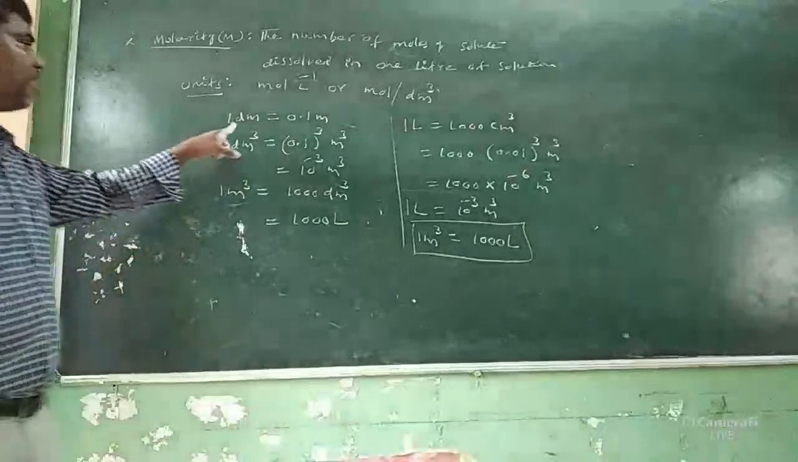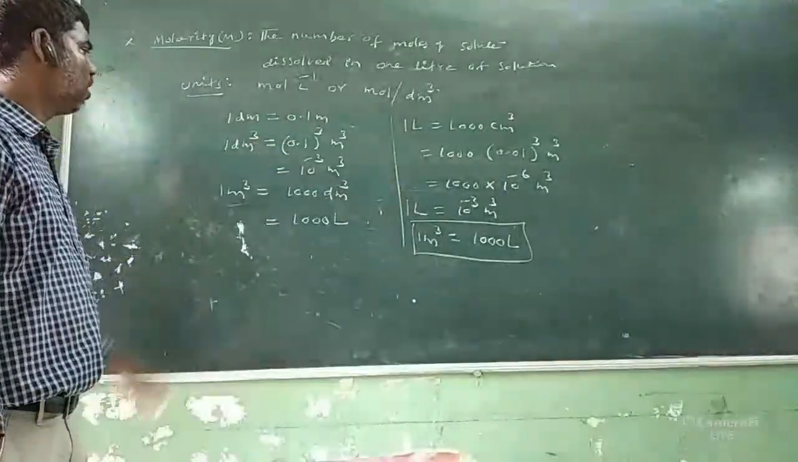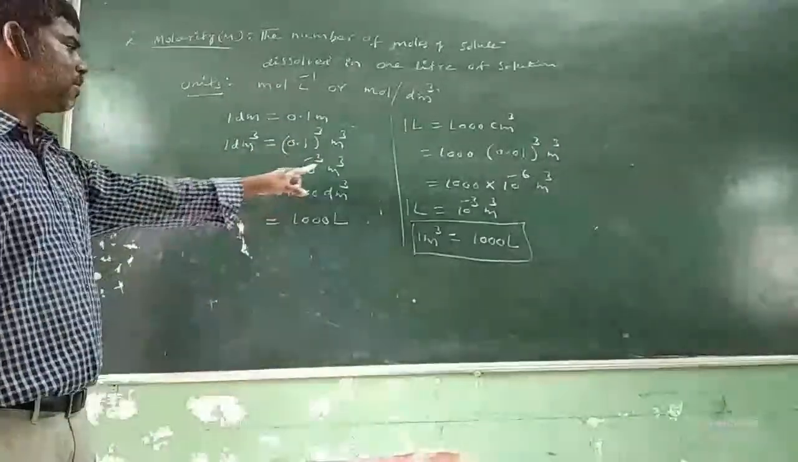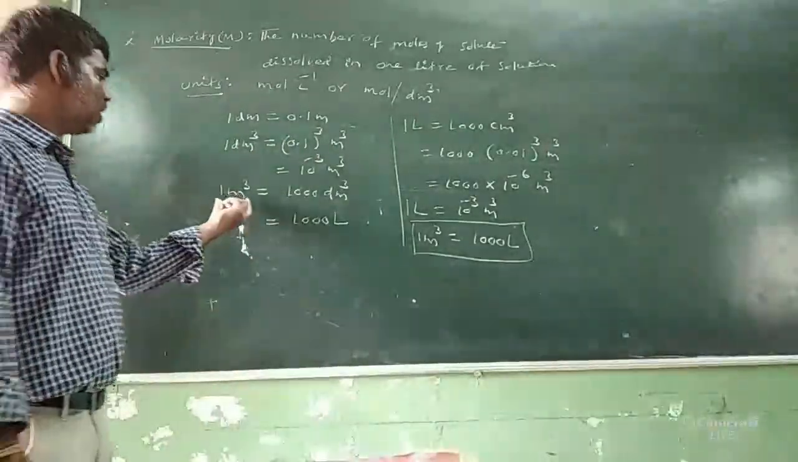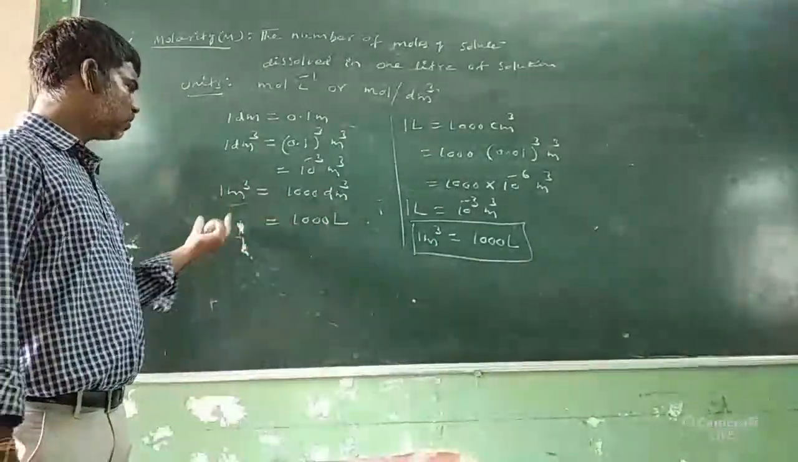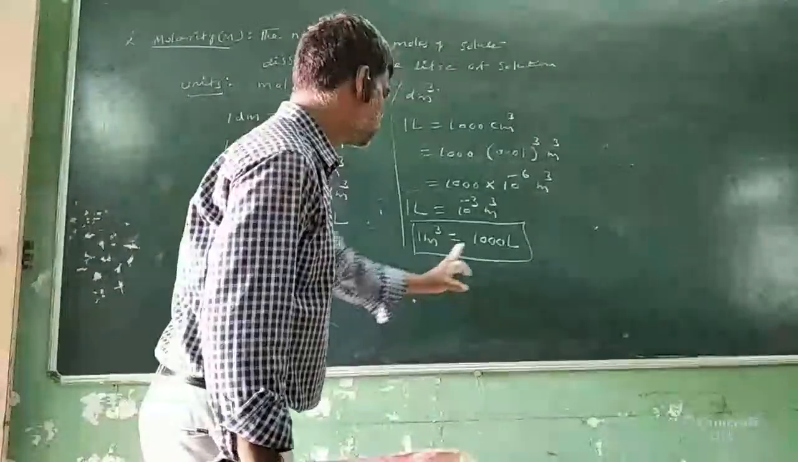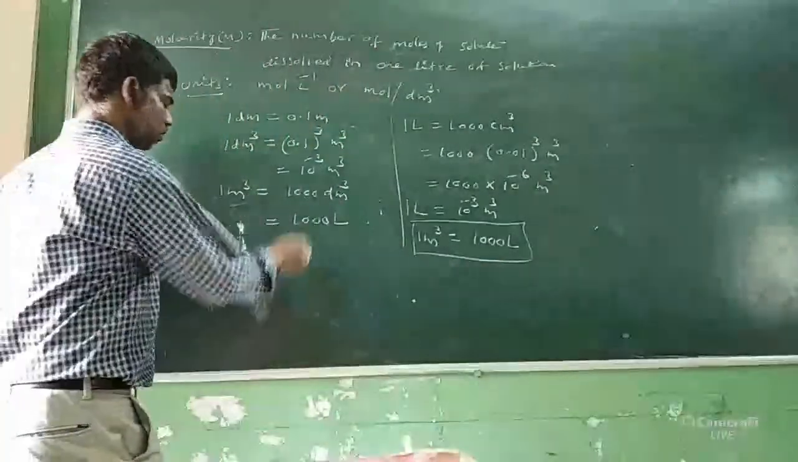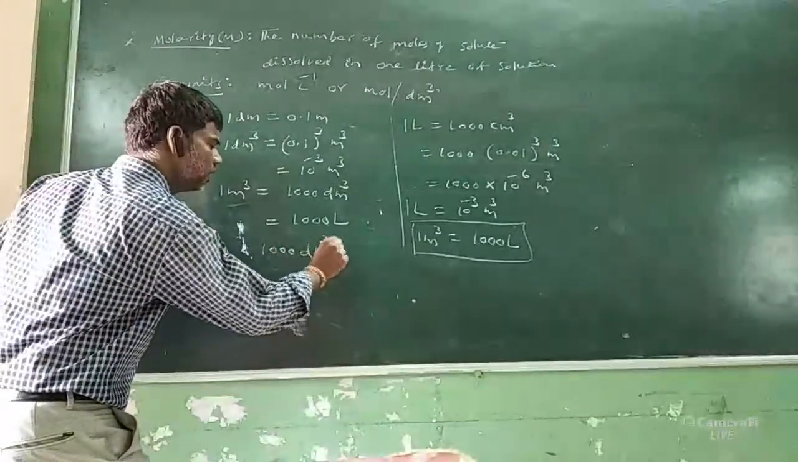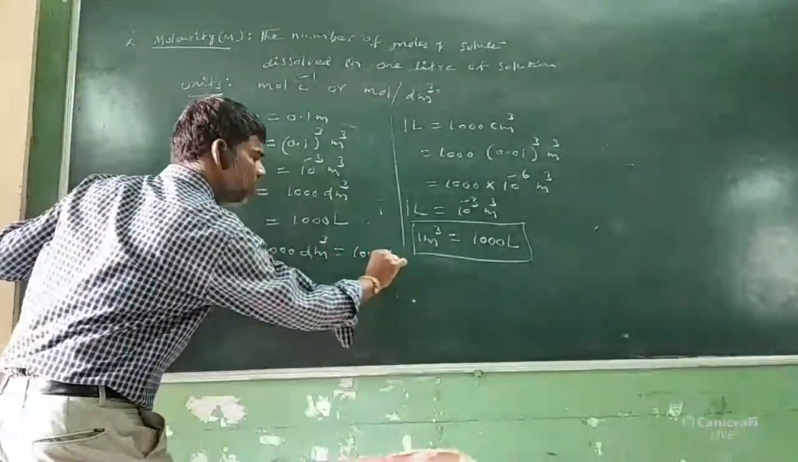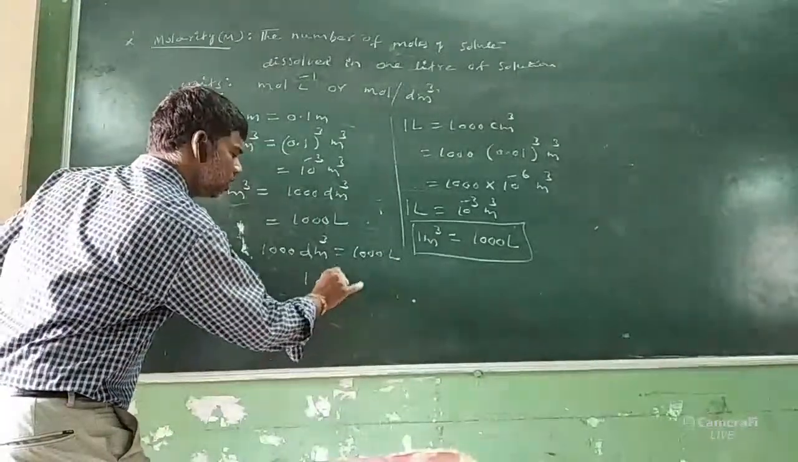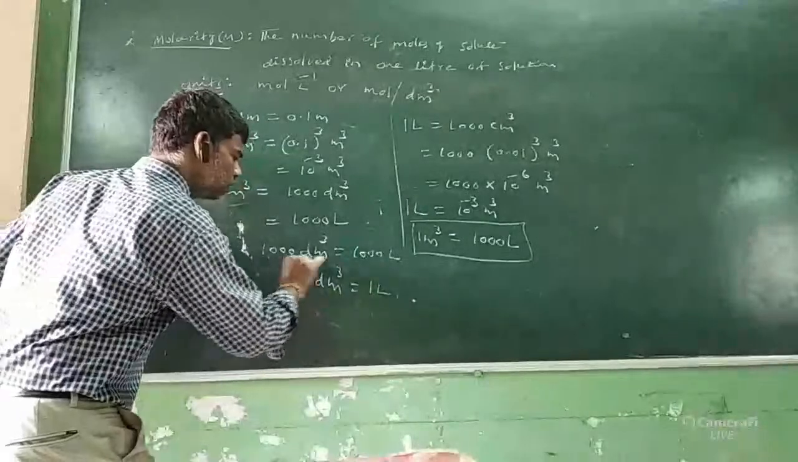So we have 1 decimeter equal to 0.1 meter, and 1 decimeter cube is equal to 0.1 whole cube into meter cube, so 10 power minus 3 meter cube. From that, 1 meter cube is equal to 1000 decimeter cube, and also according to the earlier equation 1 meter cube is equal to 1000 liters. So finally, 1000 decimeter cube is equal to 1000 liters. So here 1 decimeter cube is equal to 1 liter.